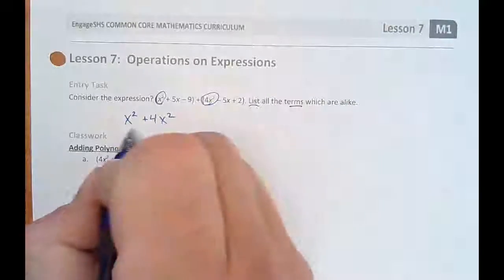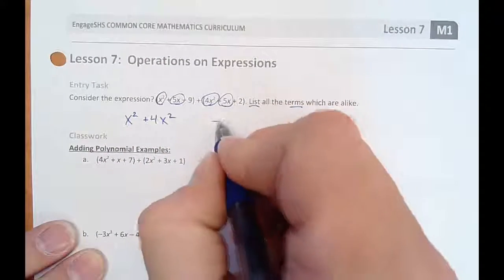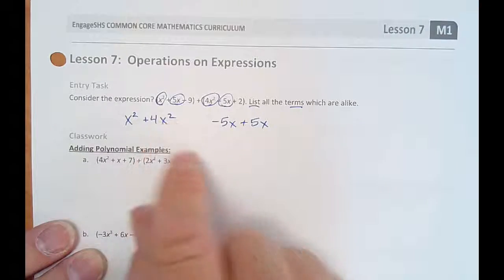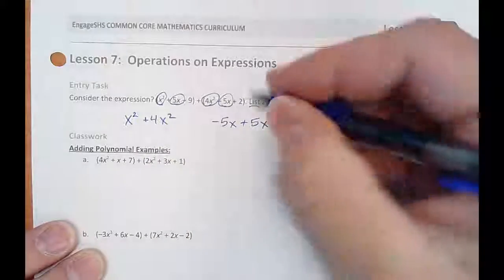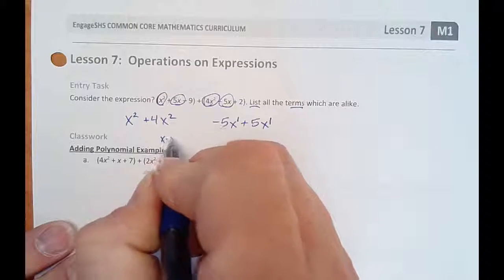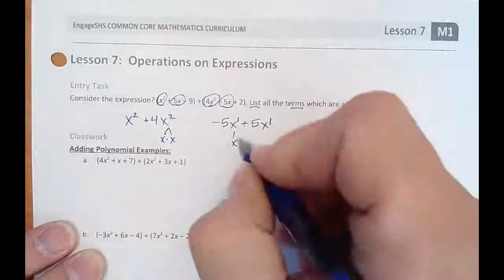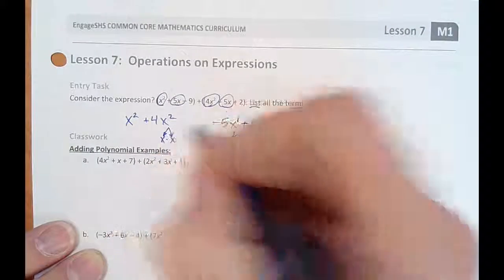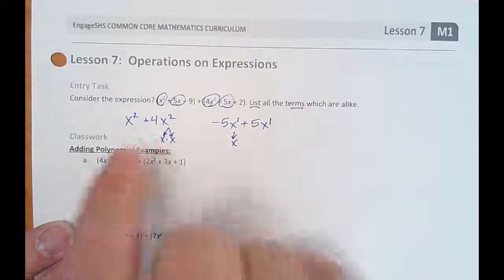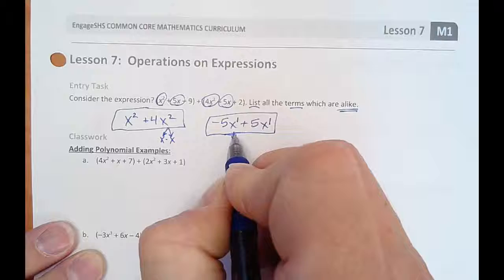List all the terms which are alike. These are alike because they have an x squared. The terms with 5x and minus 5x are also alike, because the exponent is different for these x's. This technically has a hidden 1 exponent. So x squared, which means x times x, and 1x, which just means there's only one of them. That x squared is not the same as just x by itself. So therefore, this is a pile of like terms, and this is a pile of like terms.